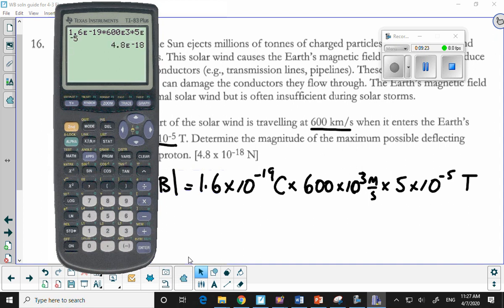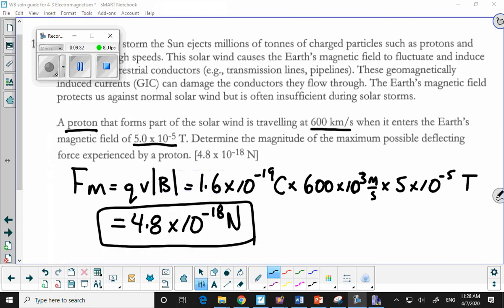That leaves us with 4.8 times 10 to the minus 18 newtons. So you may be thinking, that's not a very big force. 4.8 times 10 to the minus 18 newtons. These are protons we're talking about. The mass is very small, 1.67 times 10 to the minus 27 kilograms, so it doesn't take a lot of force to deflect them. Hit pause and copy that down.